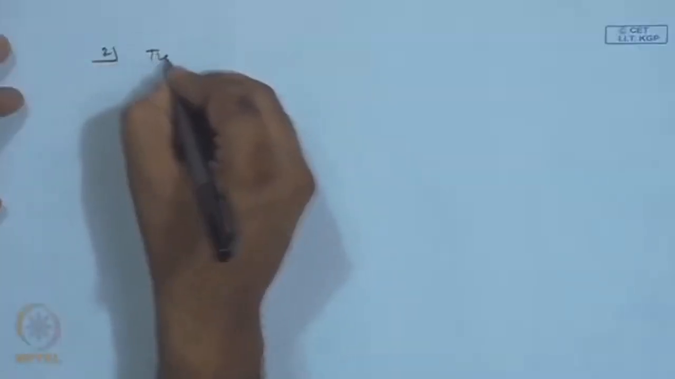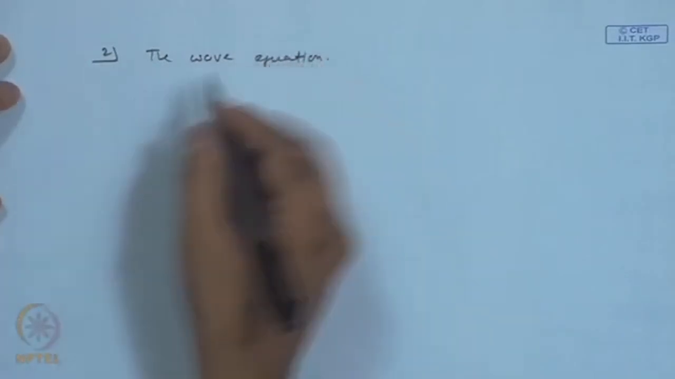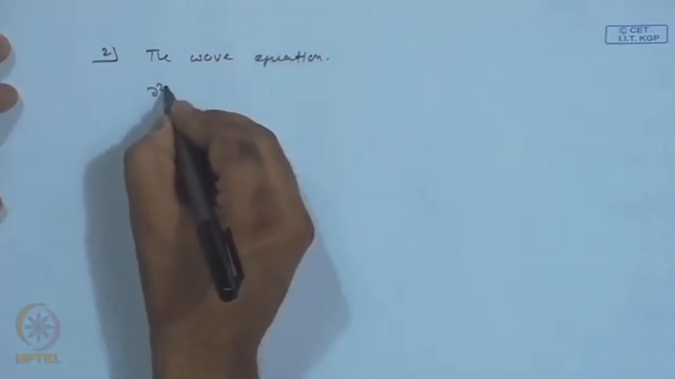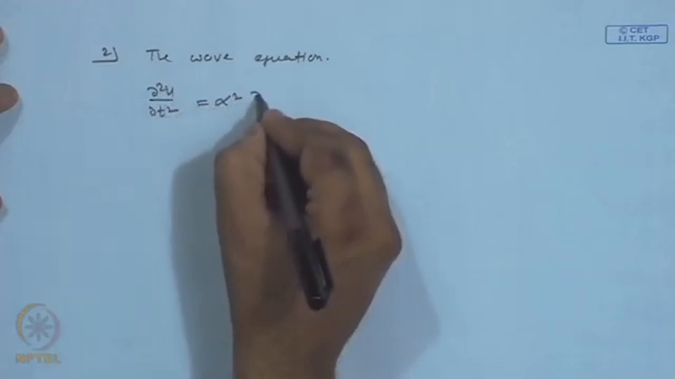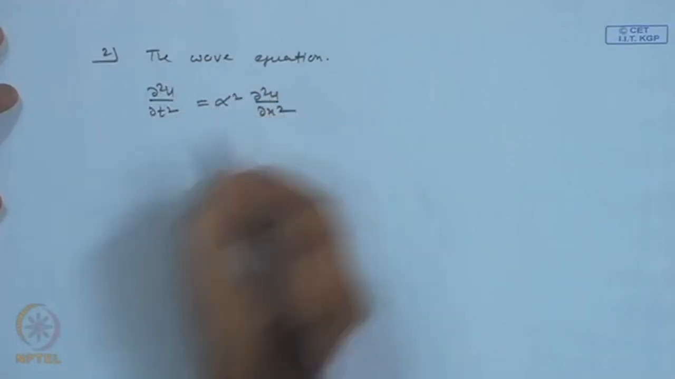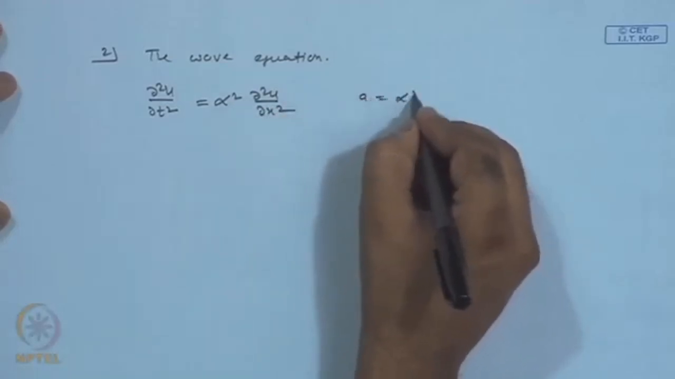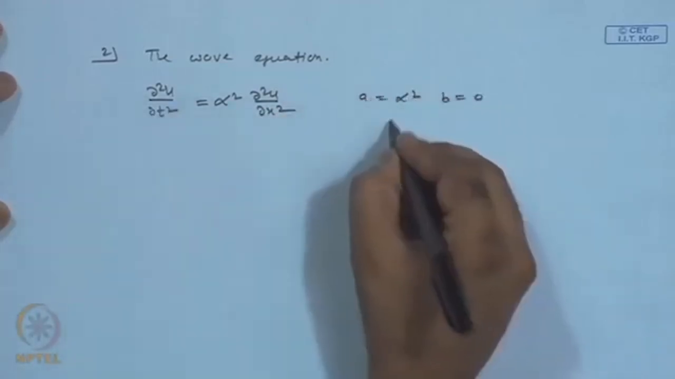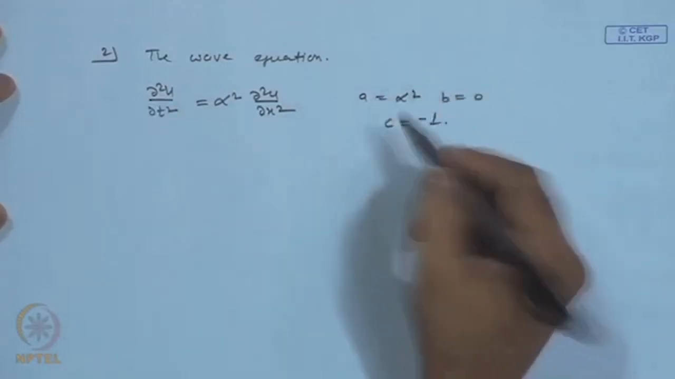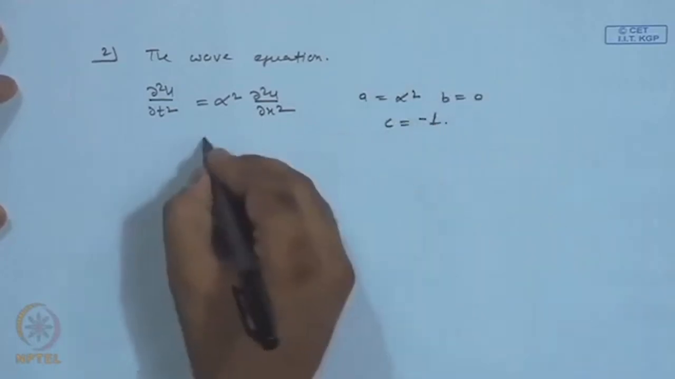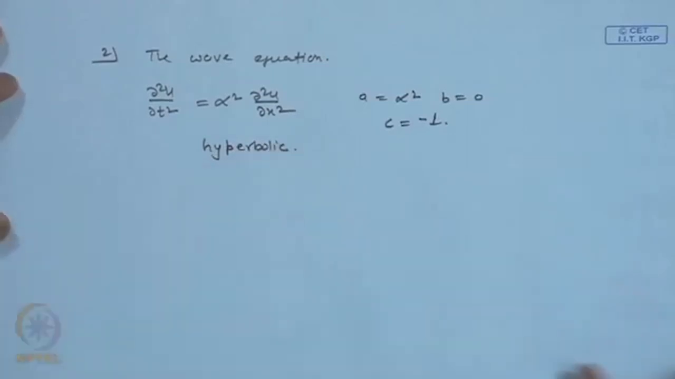We have also the wave equation, and in this case the equation is del 2 u over del t square is equal to alpha square del 2 u over del x square, and in this case a is alpha square, b is 0, and then c is minus 1. So, b square minus 4 a c is positive. So, we have this hyperbolic equation.